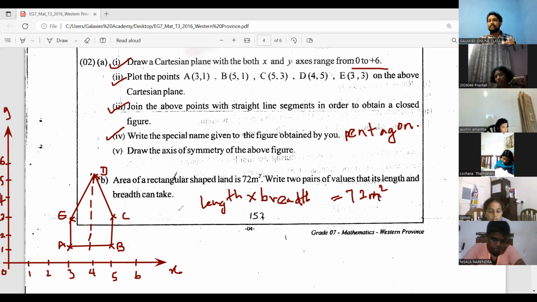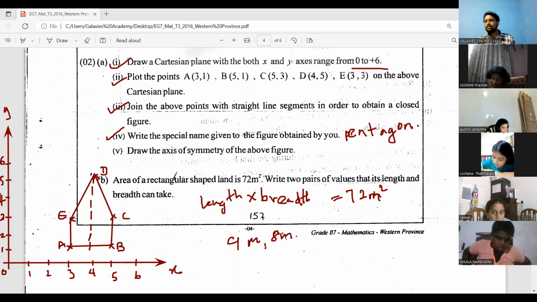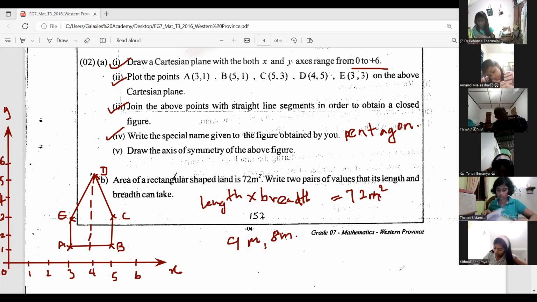Okay, right. Then you check the suitable pairs for 72. What are the suitable pairs you can get? One pair is 9 and 8. Right, 9 times 8 is 72. Then can you tell me another pair? Another pair, 12 and 6. Right, 12 and 6.